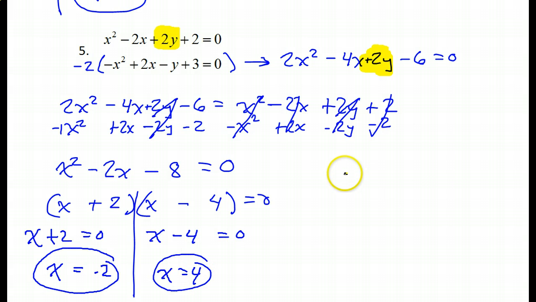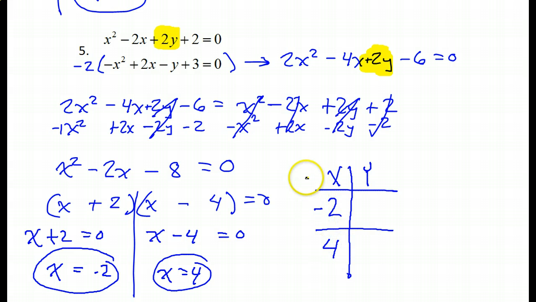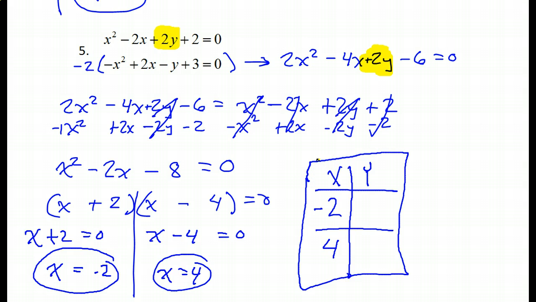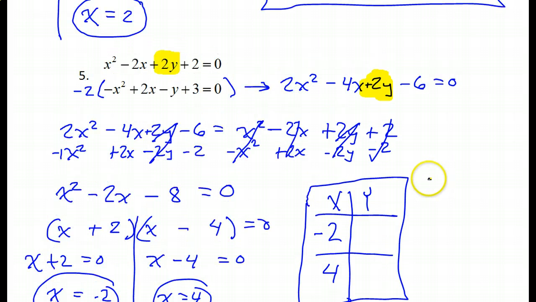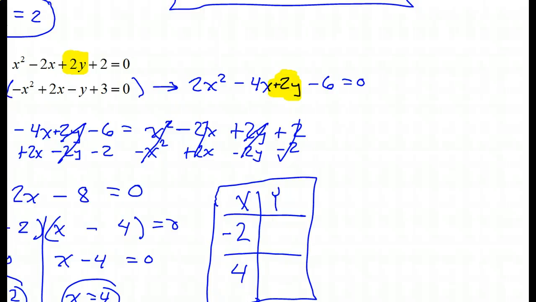I am not finished though. I need to come over here and do my t-chart. So I need x's and y's. My x's are negative 2 and 4. Now I need the y values that go with it. There's no simple equation I can use, so I'm just going to use the top equation even though it's ugly.